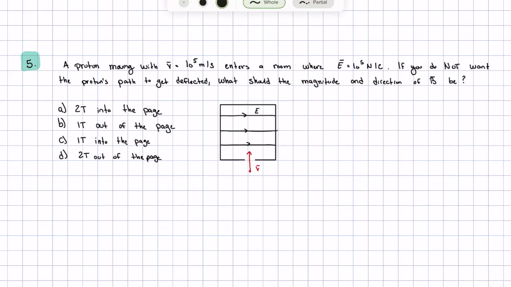So this is question 5. It says a proton moving with v equal to 10^5 meters per second enters a room where E is equal to 10^5 going to the right. If you do not want the proton's path to get deflected, what should the magnitude and direction of B, the magnetic field, be? So because it's a proton, a positive charge, it's going to be deflected to the right, which means we need a magnetic force that is pulling it to the left.